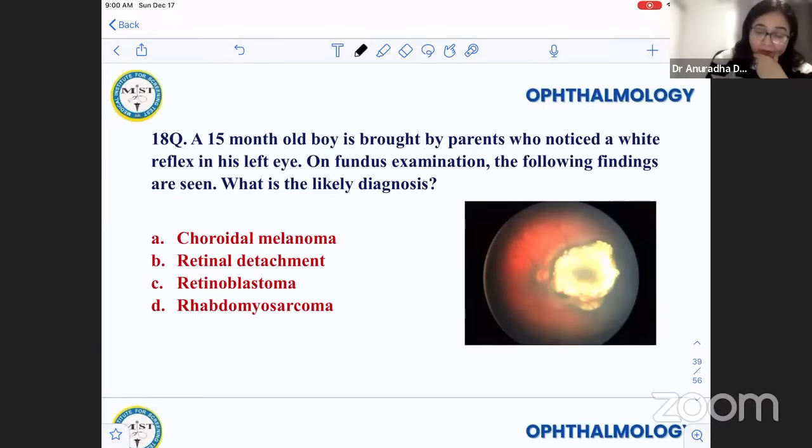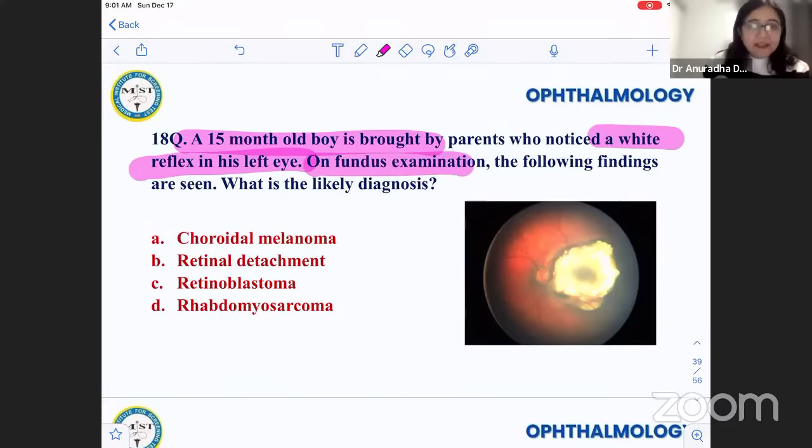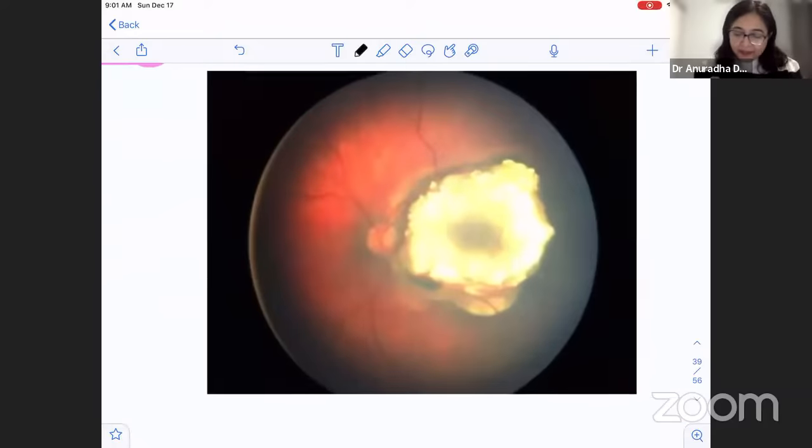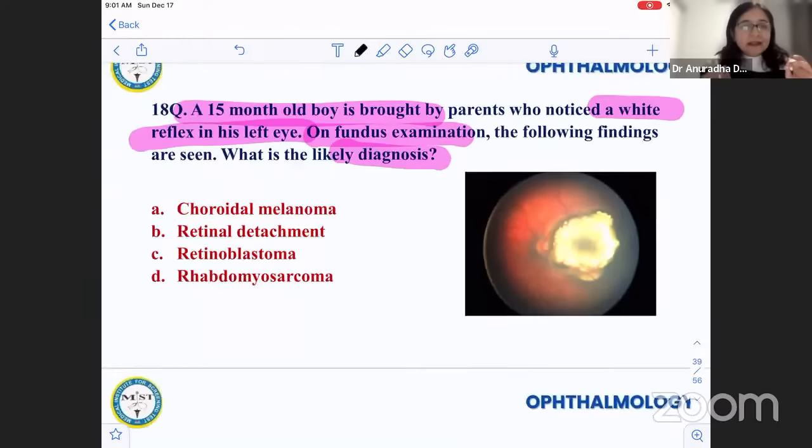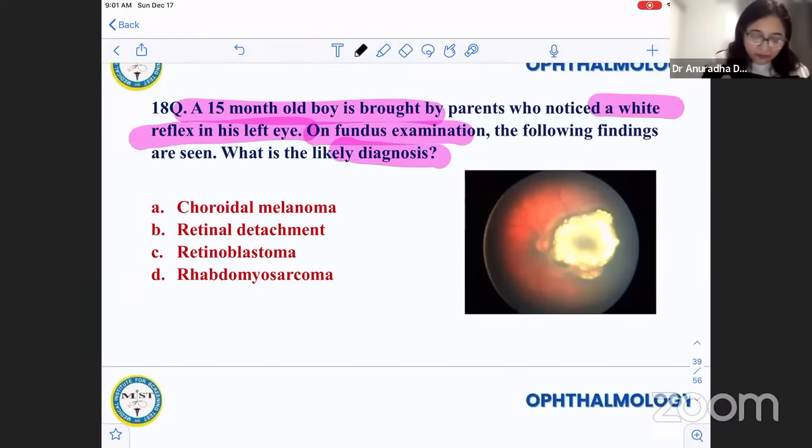A 15-month-old boy is brought by parents who noticed a white reflex in the left eye. Fundus examination, following findings are seen. What is the likely diagnosis? Classical book picture. Age group, 15-month-old, 1.5-year-old. Leukocoria. On fundus examination, you are seeing a cauliflower-like mass with calcification. So this is typical retinoblastoma. With this clinical picture, you should not make a wrong diagnosis, but our right answer is retinoblastoma, which is the most common intraocular malignancy in children.